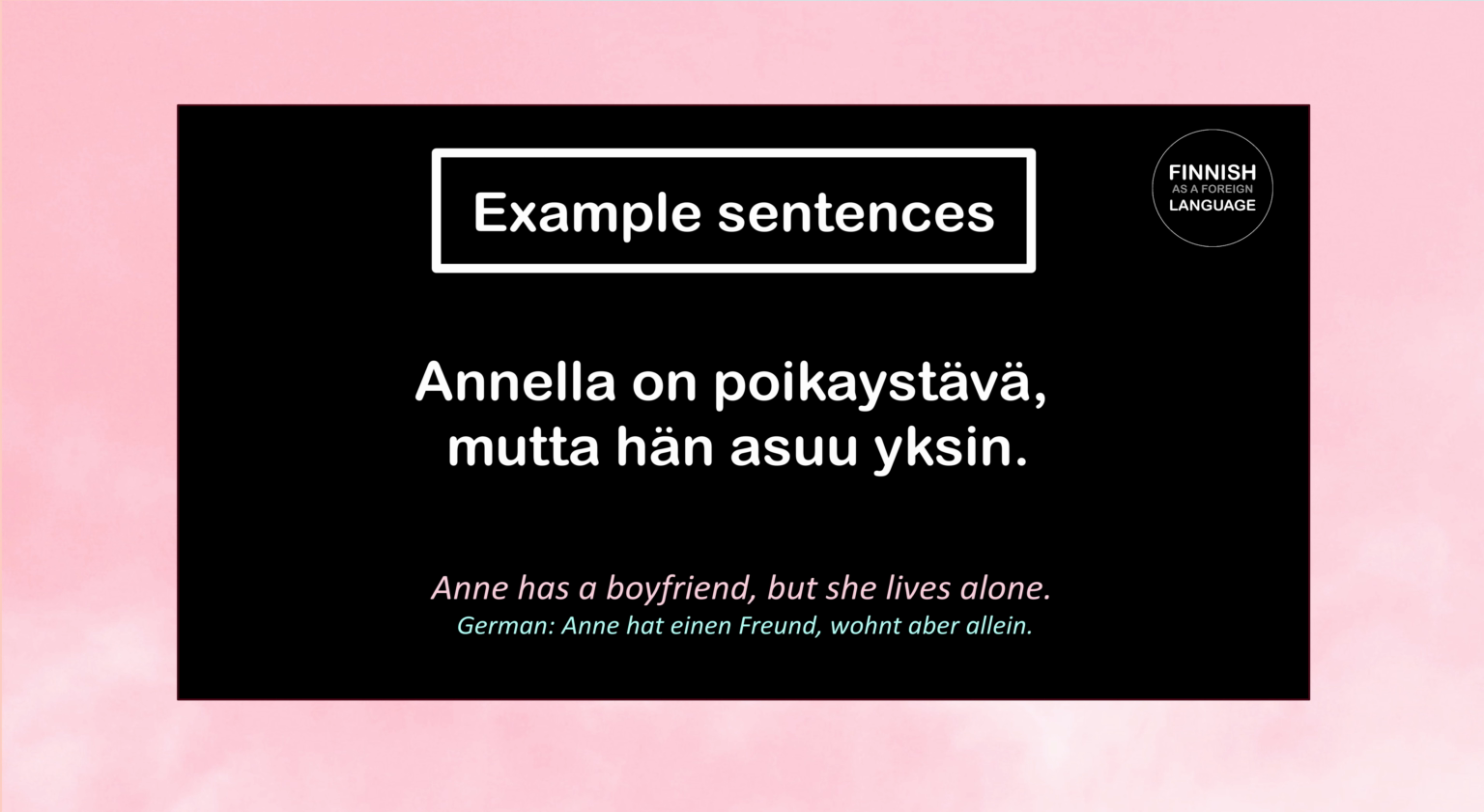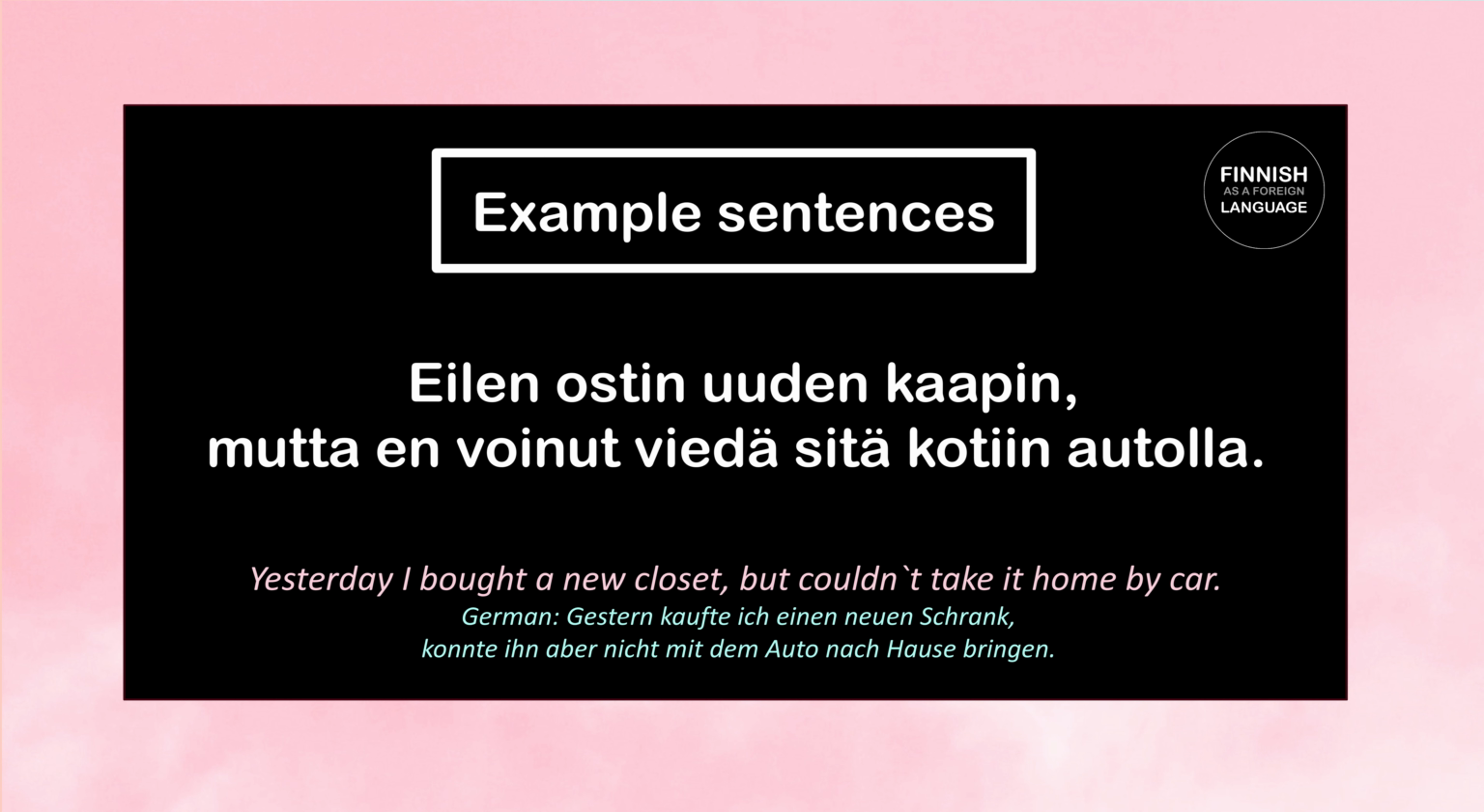Let's take another example. Eilen ostin uuden kaapin, mutta en voinut viedä sitä kotiin autolla means yesterday I bought a new closet, but I couldn't take it home by car. So let's go step by step. Eilen means yesterday. Ostin means I bought. It's the first person singular past tense of the verb ostaa, which means to buy.